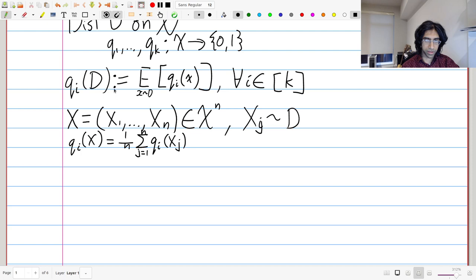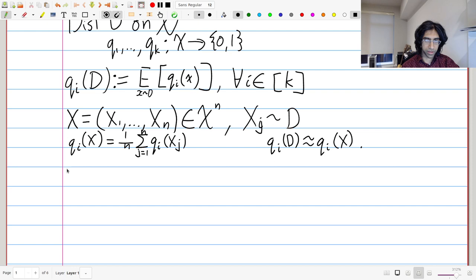The quantity for the distribution or the population can be estimated using the same query when applied to our data set, when the data set is sampled from the distribution. So the claim is that Qi of D is approximately equal to Qi on X. Now how accurate is this? Let's be a bit more quantitative. Let's use a Chernoff bound or the Hoeffding inequality or something like that to try to quantify how close this is.